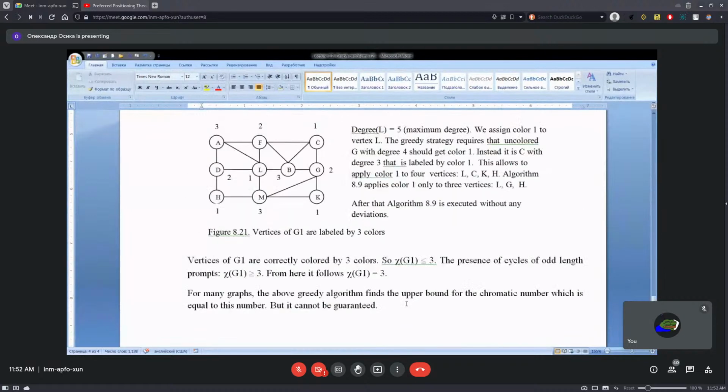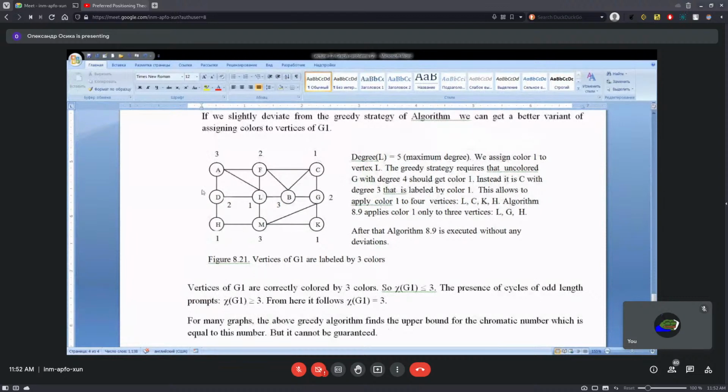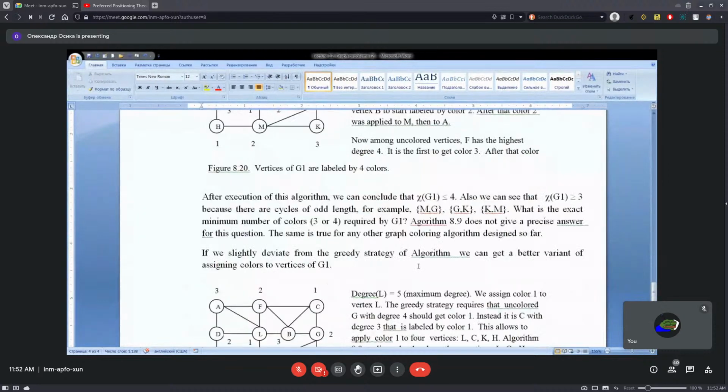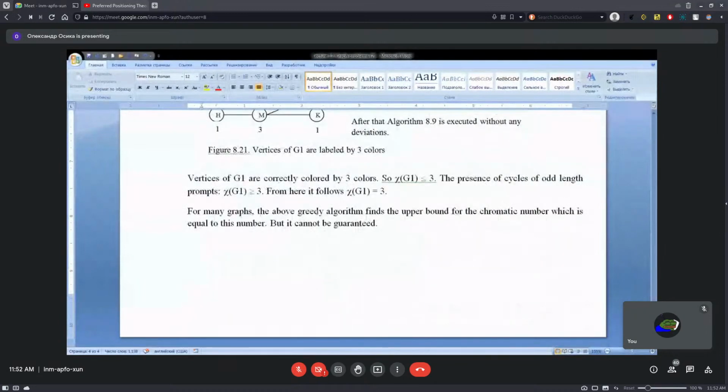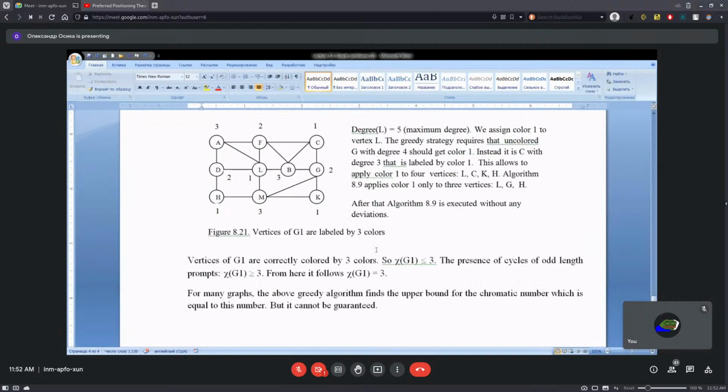But now, for many graphs, here I have specially chosen the shape of a graph. I was experimenting, and I found such a graph that allows being colored better than by the standard algorithm. For many graphs, the above greedy algorithm finds an upper bound for the chromatic number which is equal to the number, not just greater, but equal, but which cannot be guaranteed.